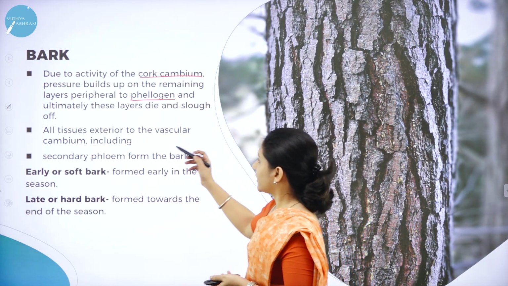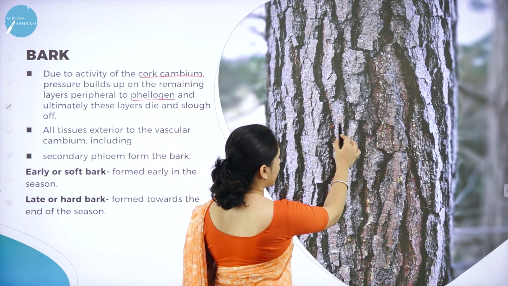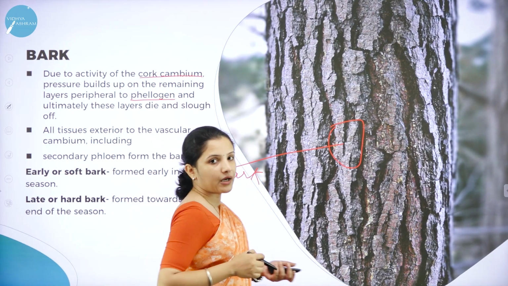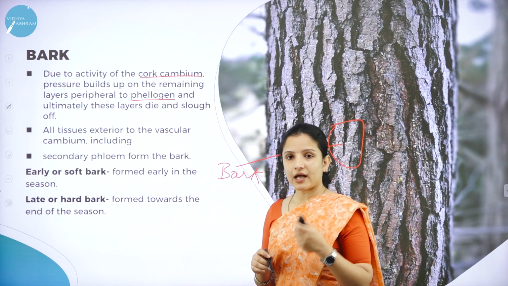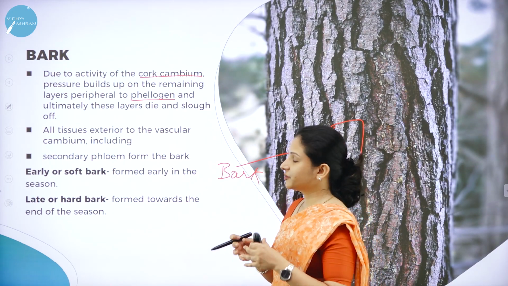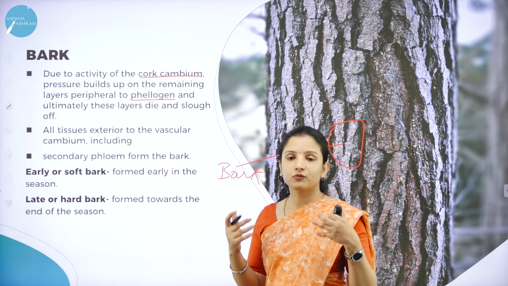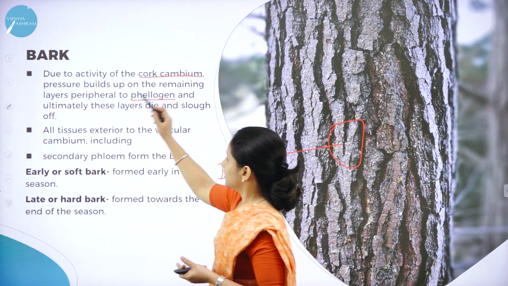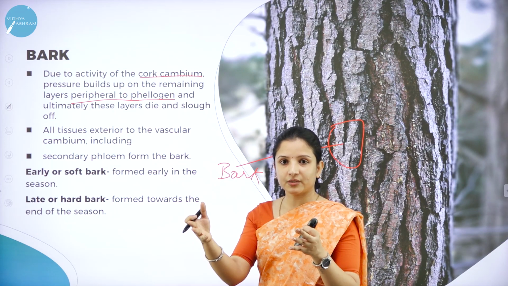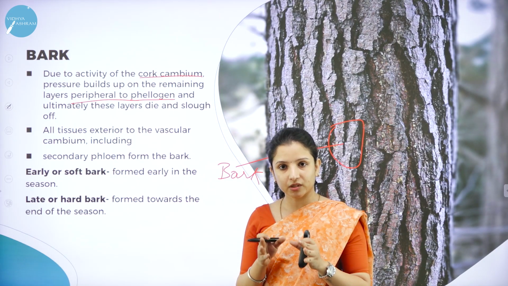Such cells are nothing but called the bark. You can clearly see here these peeled off dry hard cells, that is nothing but the bark. So what is a bark? Bark is developed due to the activity of the cork cambium, and as the pressure develops, because a number of secondary cortex cells are being formed. As the secondary cortex forms, what happens? Because of the pressure, the layers of cells present towards the periphery will start to break off and peel off from that particular region.